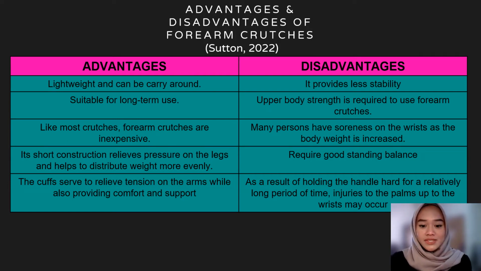Meanwhile, for the disadvantages, it provides less stability. Upper body strength is required to use forearm crutches, and many persons have soreness on the waist as the body weight is increased. Forearm crutches require good standing balance, and as a result of holding the handle hard for a relatively long period of time, injuries to the palms up to the wrist may occur.